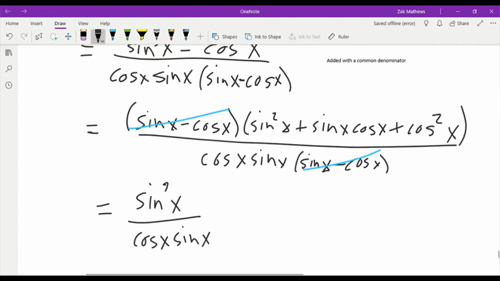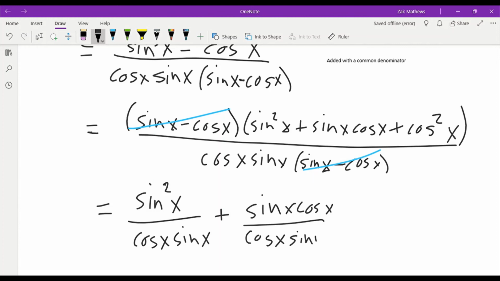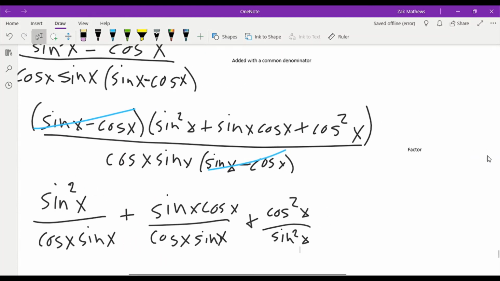That should have been a sine squared. And then we have our sine x cosine x, and then we have our cosine squared x over sine squared x. And so to recap what we did here, we canceled or we divided and wrote as 3 fractions.